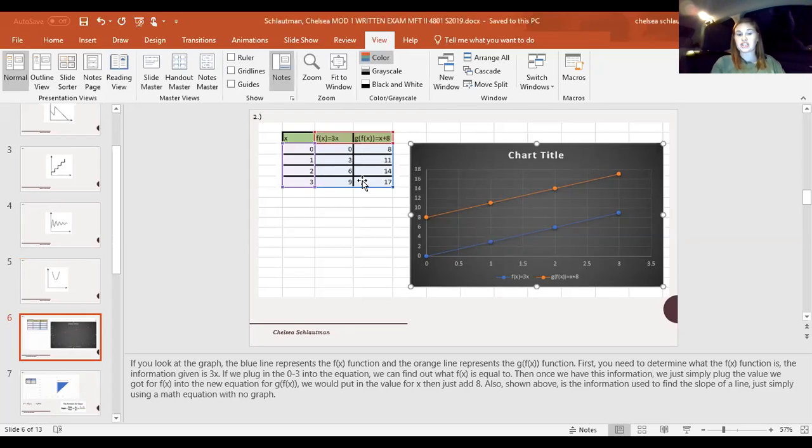Then we're going to move on to the g of f of x function, which is x plus 8. So we're going to take the answer we got for x and plug it in and add 8. So we are going to get 8, 11, 14, and 17.